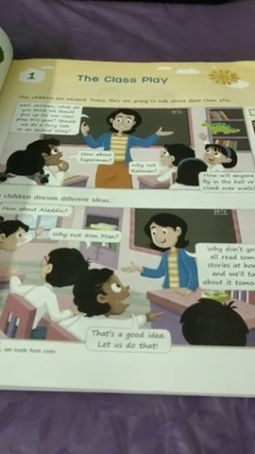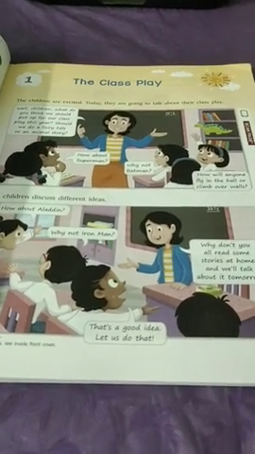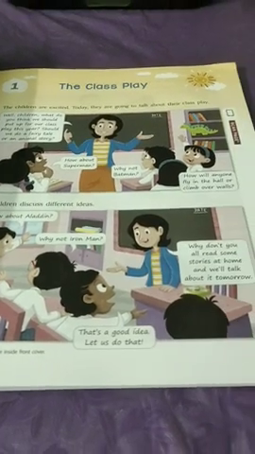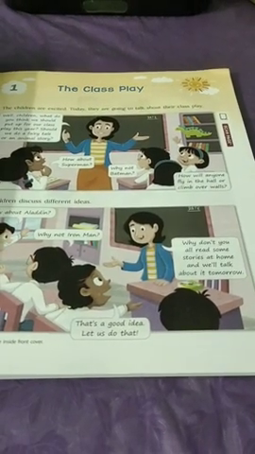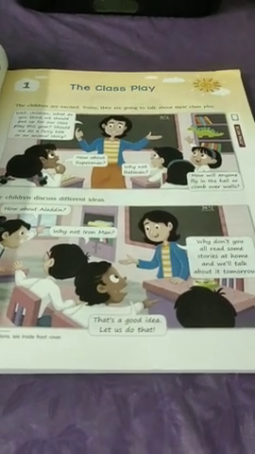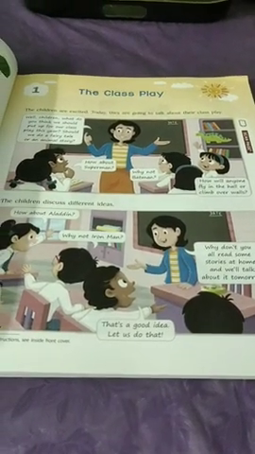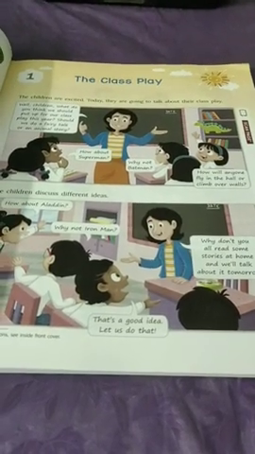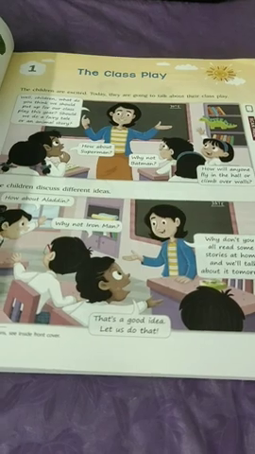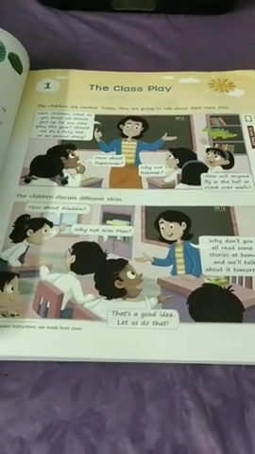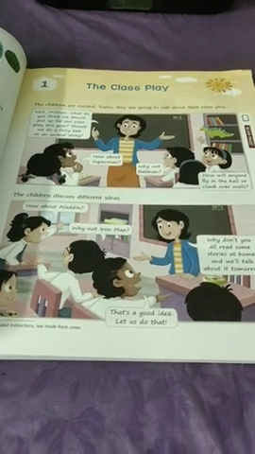Correct. If you want to be a Superman, definitely you would need to climb up the walls, and Batman flies. So it is not possible in your school hall or school classroom. You won't be able to do this. Will you be able to do it? No. Now, see, the children discuss different ideas.